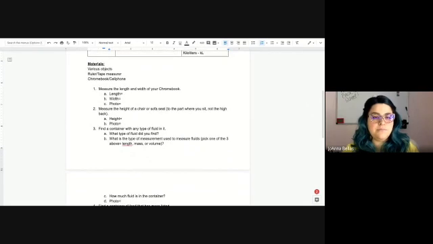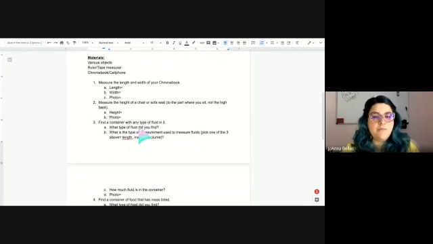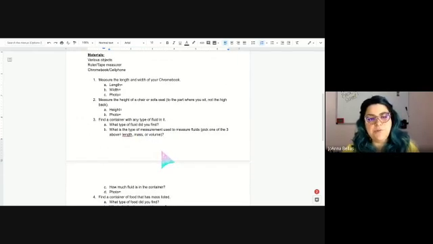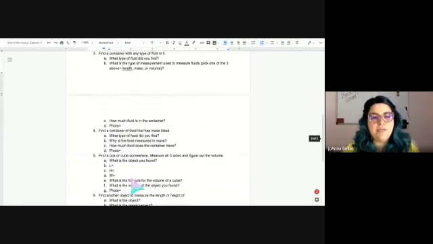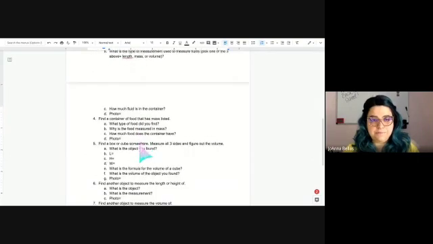Find a container with any type of fluid in it. What type of fluid did you find? You're going to tell me. I'm just curious which fluid you're using. And then, what is the type of measurement used to measure fluids? You're going to pick one of the three: length, mass, or volume. How much fluid is in the container? And then you're going to insert the photo of the fluid.